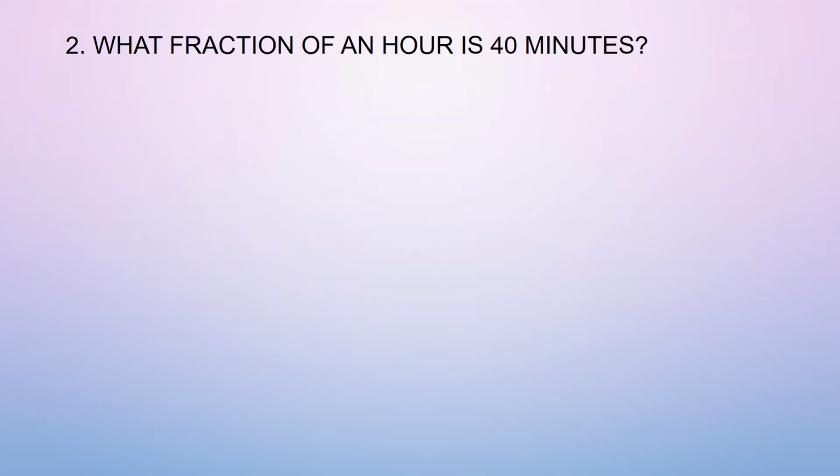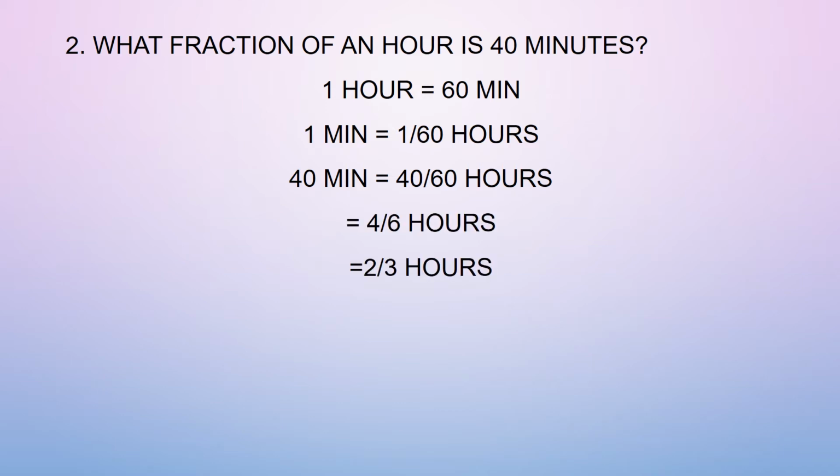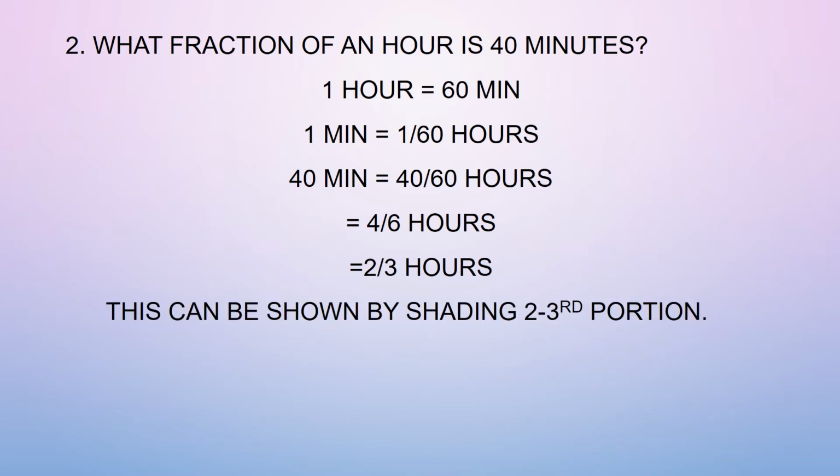One more example. What fraction of an hour is 40 minutes? Now we know that 1 hour is equal to 60 minutes. 1 minute is equal to 1 upon 60 hours. Now 40 minutes is equal to 40 upon 60 hours. Simplifying this, we will get 4 upon 6 hours. Further simplifying, we will get 2 upon 3 hours. This can be shown by shading 2 parts of the 3 equal parts in a watch. That is 2/3 portion.